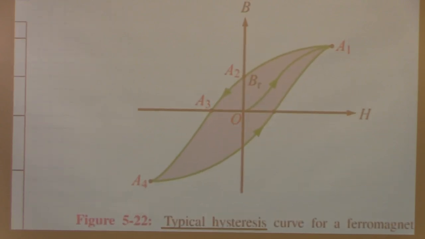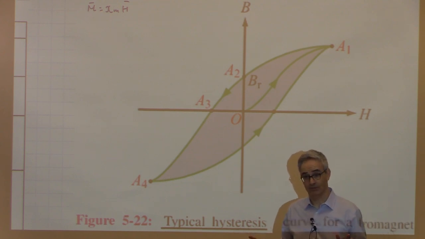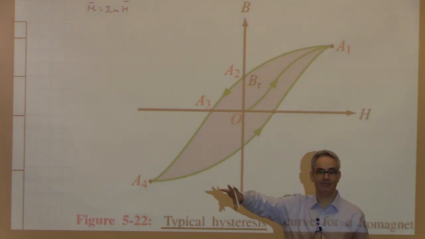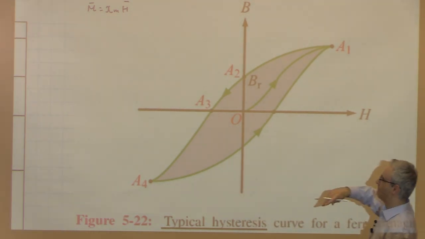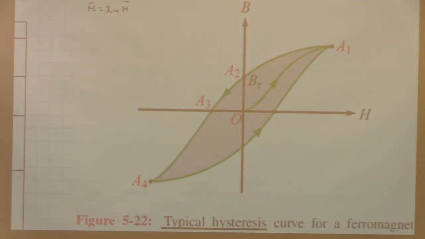So you remember when I said that magnetization is chi sub m times H. This looks like a linear relation. So chi sub m may be 1, minus 1, 0.9, or whatever, but it seems to be a number. This is not true for ferromagnetic media.